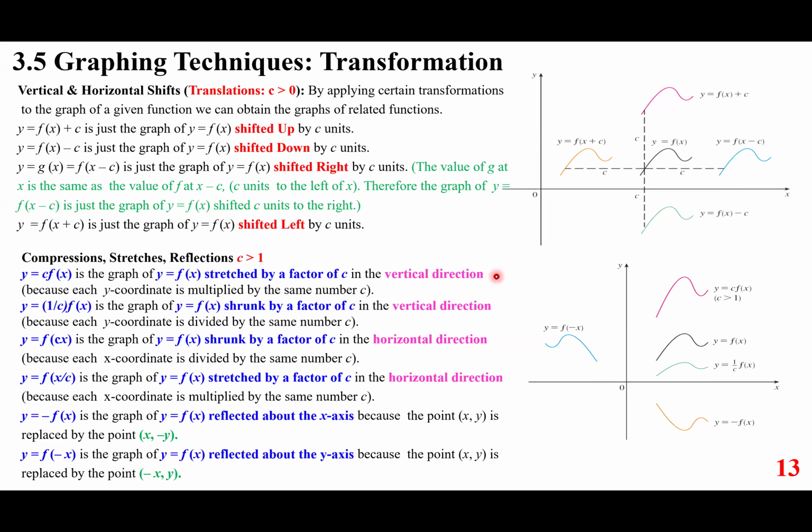If it's 1 over c, okay, it shrinks. So the graph is the graph of y equals f of x shrunk by a factor of c, okay, 1 over c of x. And if we have f of c times x, it is the graph of y equals f of x shrunk by a factor of c in a horizontal direction. This is a vertical, it's a horizontal direction.